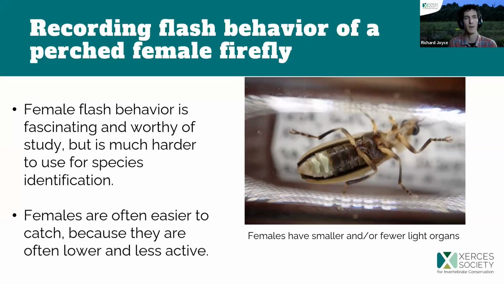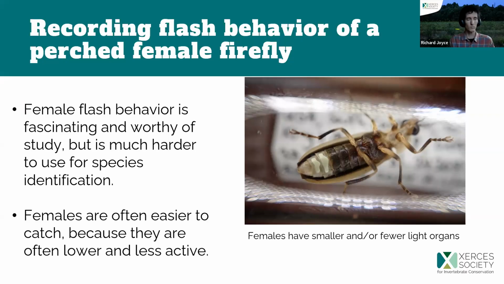So the first is recording the flash behavior of a perched female firefly. I think the reason this happens is because sometimes fireflies are hard to catch. So you're like, well, I'll get the flash pattern of that one that's down low and perched on a bush, and then I'll catch that firefly. And again, the female flash behavior is fascinating and worthy of study, but it's much harder to use for species ID.